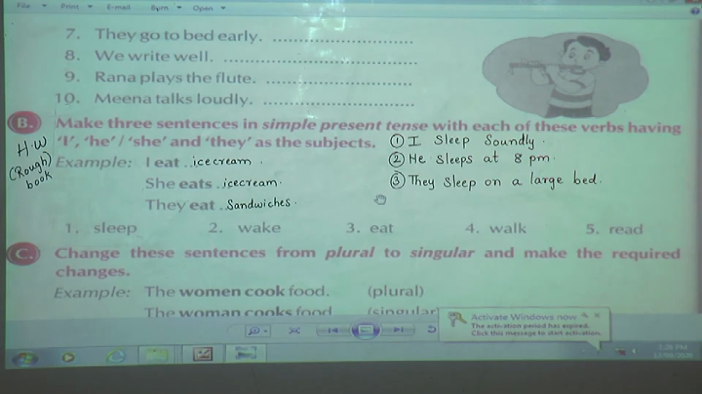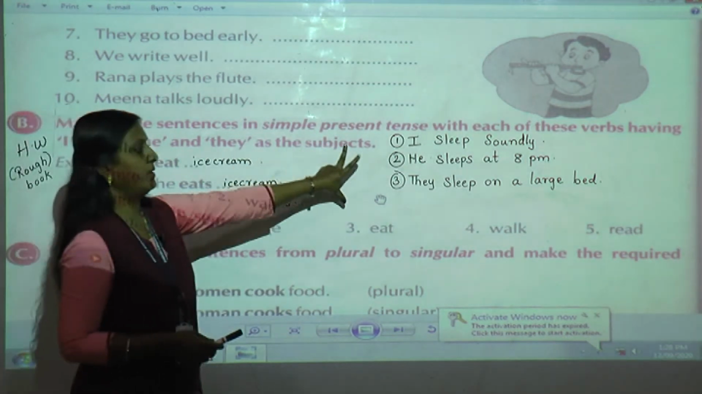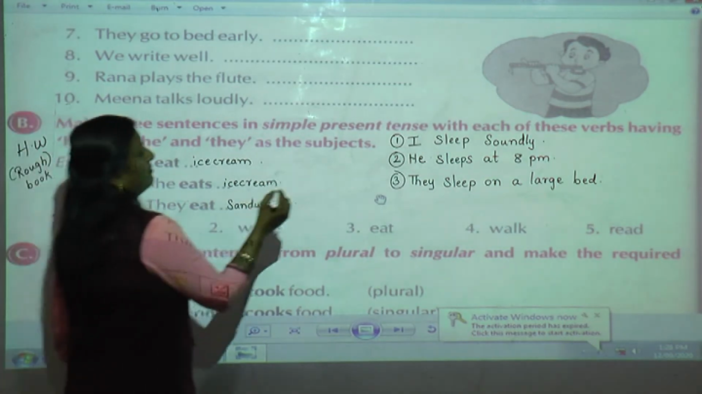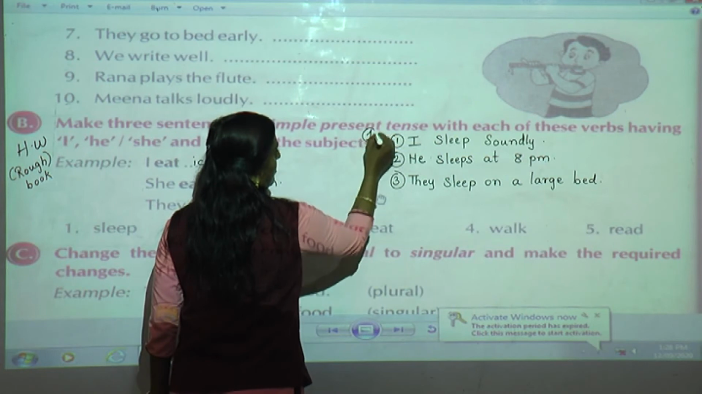Copy this in your book. I think there is some space over here. There you can copy this. First example. Right here, first one.